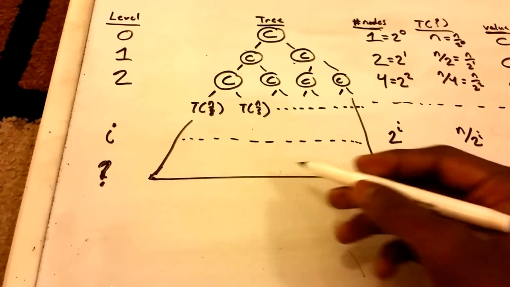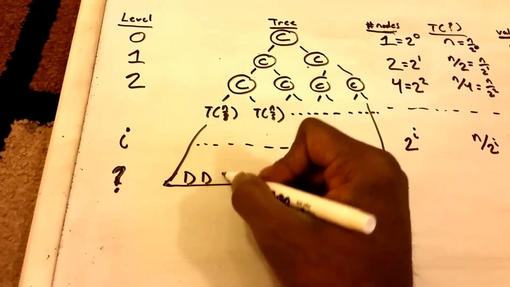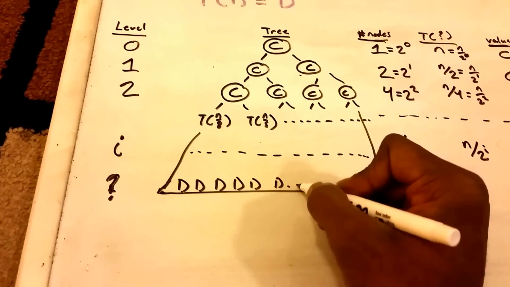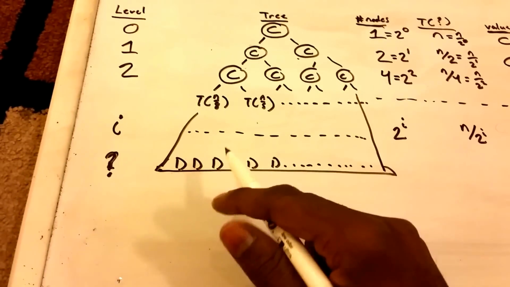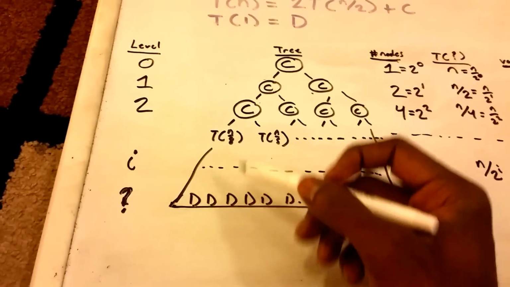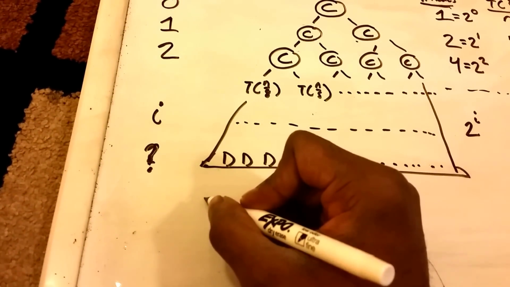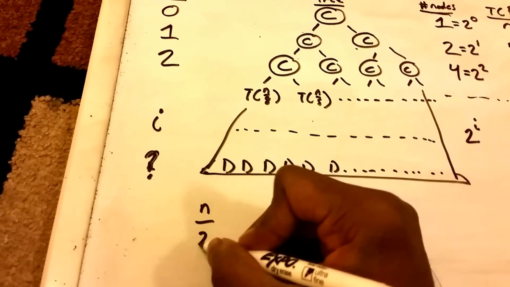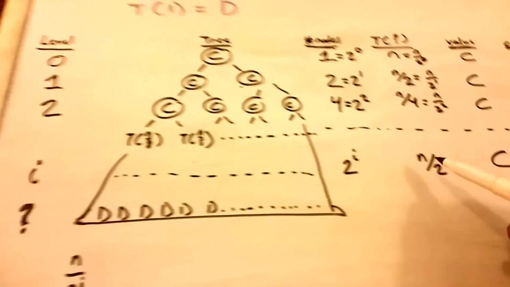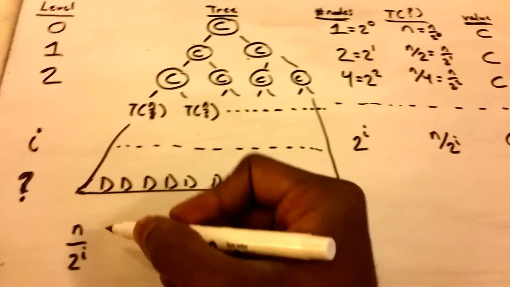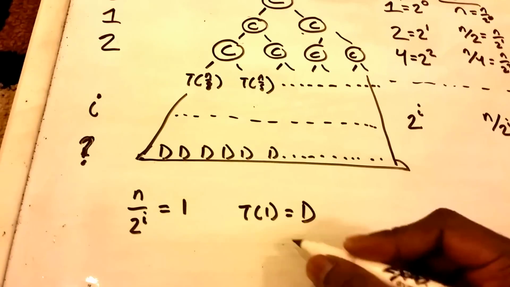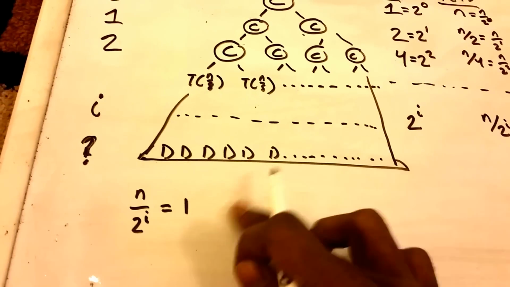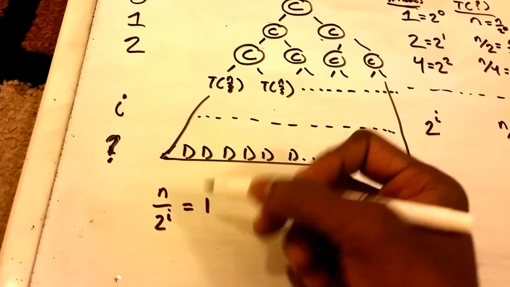And we know that this level is going to give us a whole bunch of values, D here. I don't know how many yet. And the reason why I know that these values are D is because our stopping case is our base case. So when our input n divided by 2 to the i, which we get from that arbitrary level, is equal to 1, then we know that we have T of 1, which equals D. So when that equals 1, then we can stop.